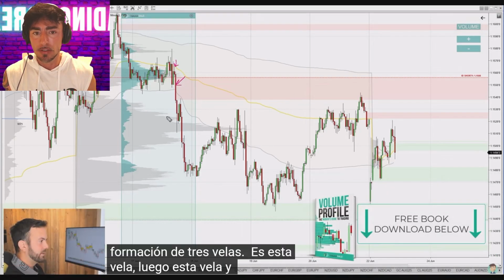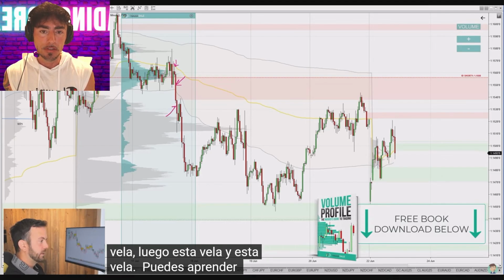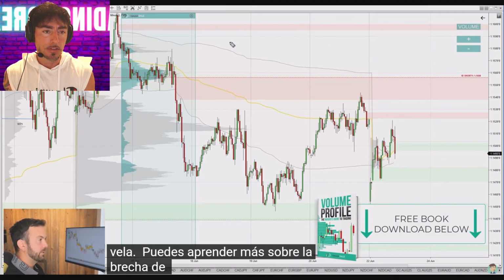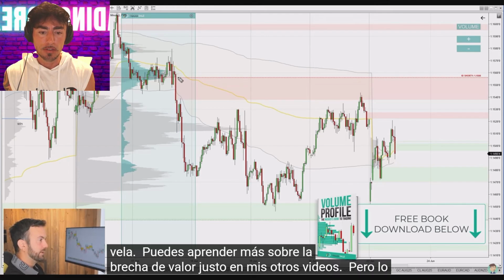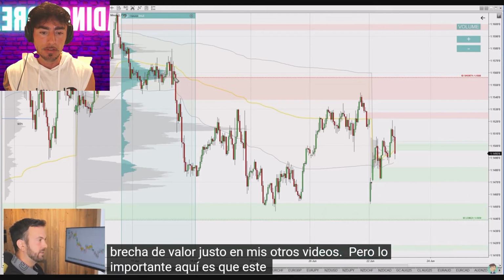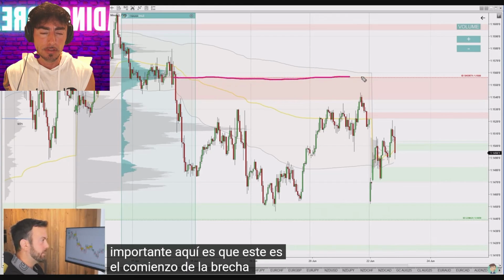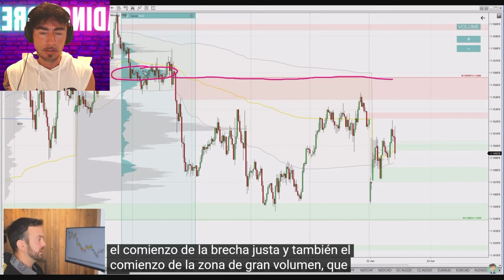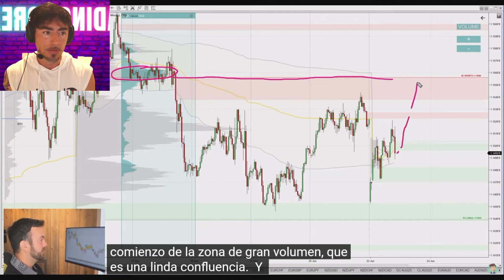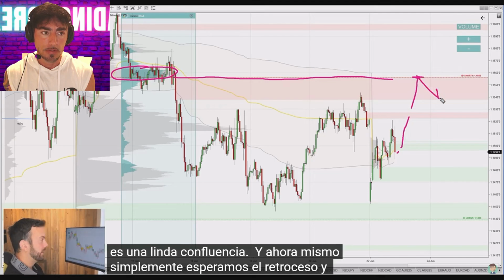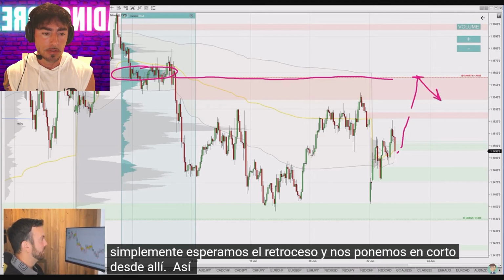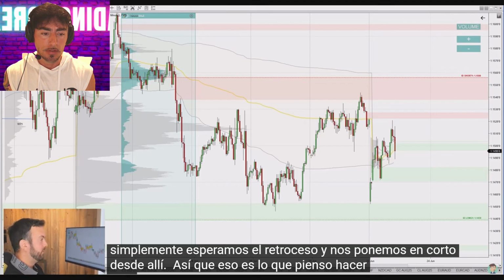This candle and this candle. You can learn more about the fair value gap in my other videos. But important thing here is that this is the beginning of the fair value gap. Also, beginning of the heavy volume zone, which is nice confluence, and right now we just wait for that pullback and go short from there. So that's what I plan to do on the euro.